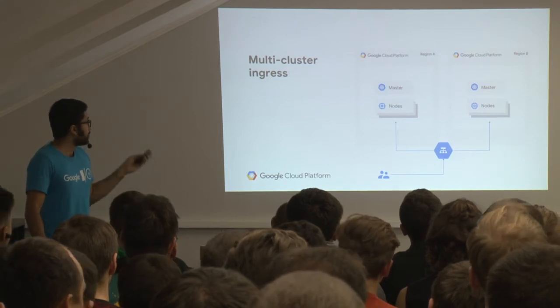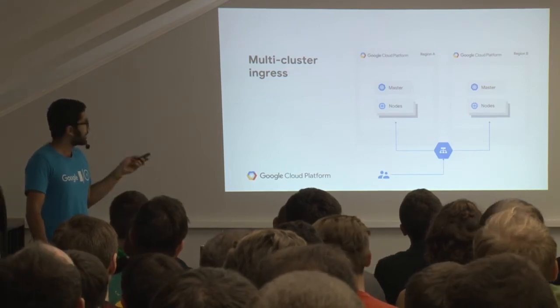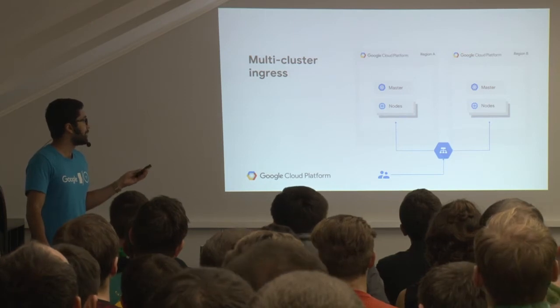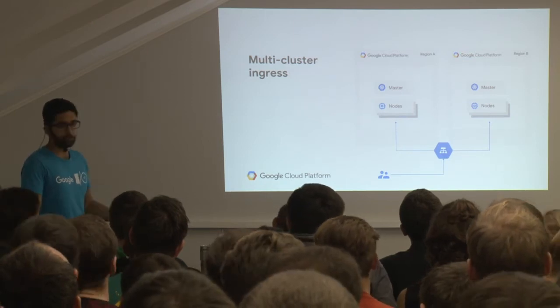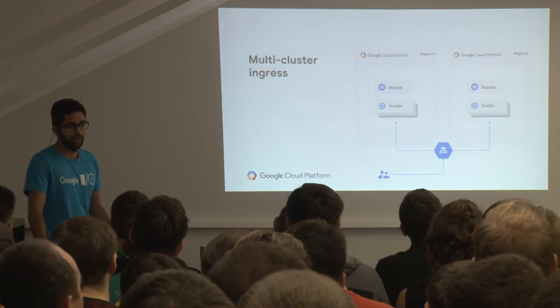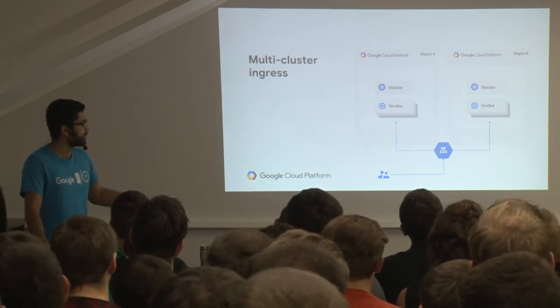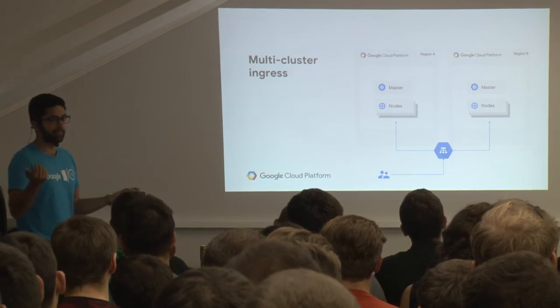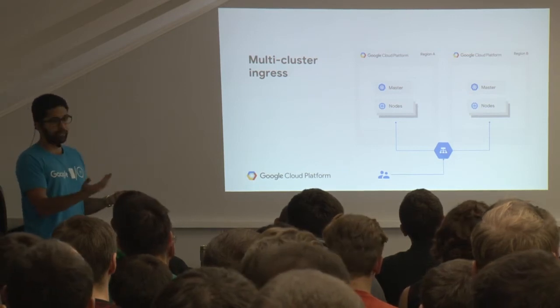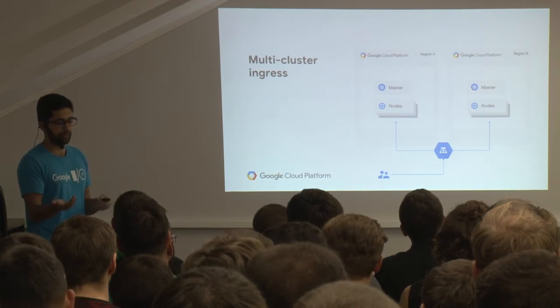Another really cool thing is multi-cluster ingress. I don't think anyone except Cloudflare has this. So you have multiple regions around the world. You want to send your traffic to the closest region. How do you do that? With multi-cluster ingress, you get one IP address. It's anycast around the world. Traffic goes to that IP address, and we automatically route it to the closest data center.